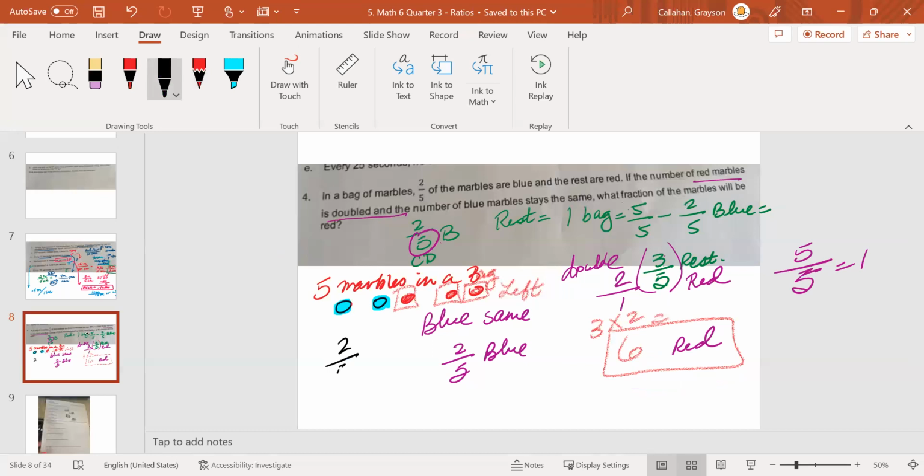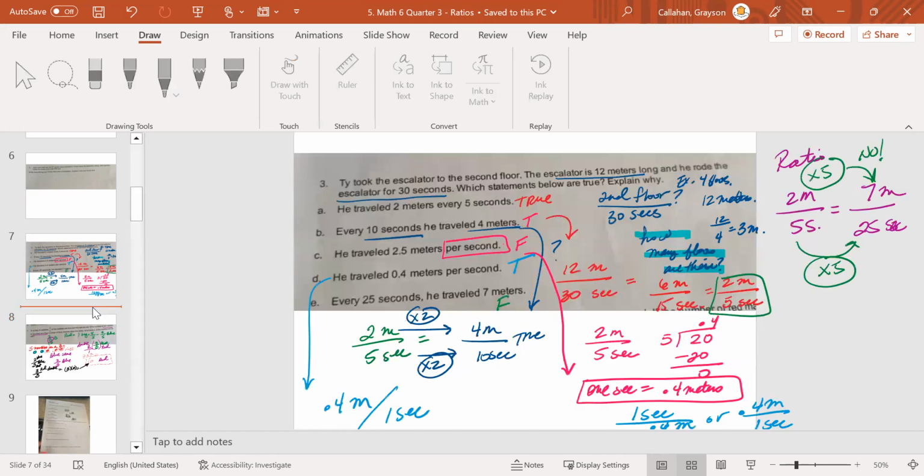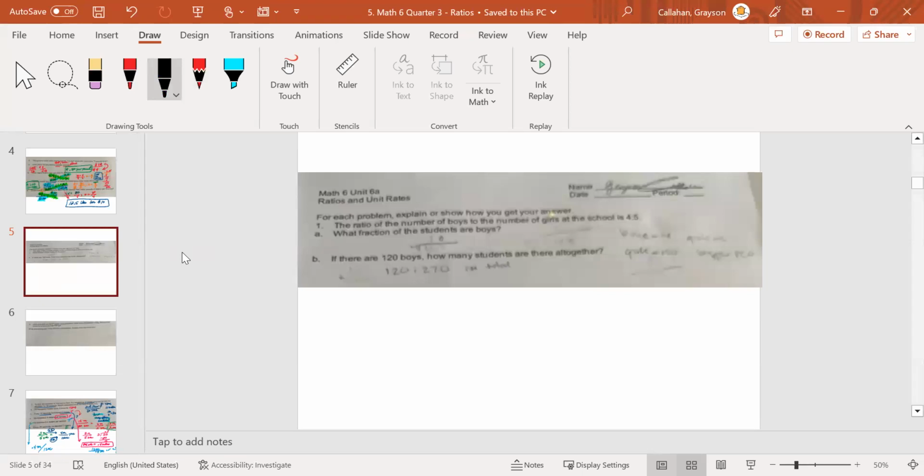So when it says 2/5 are blue, that means out of 5 marbles, 2 marbles are blue. If there are 5 marbles, that means there are 3 left. 3 are red, right? Because 2 plus 3 is 5. If you double 3 red marbles, that will give you 6 red marbles. Okay, we're gonna move on. You can watch the video again later, but we gotta move on.